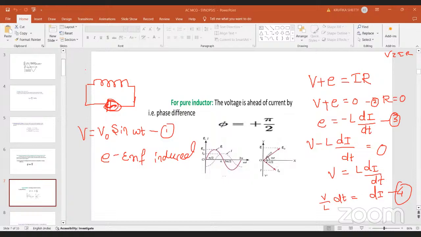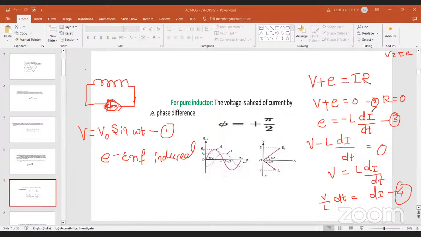I'll repeat here, students. What are we seeing? When the AC circuit has only an inductor, what are the current and voltage values? The voltage value is fixed in the derivation: V is equal to V naught sin omega t. Since the inductor is in the circuit, it will induce an EMF. Therefore, according to Kirchhoff's law, V plus E is equal to IR. So V plus E is equal to 0 because it is only an inductor circuit, and the resistance value will be 0.